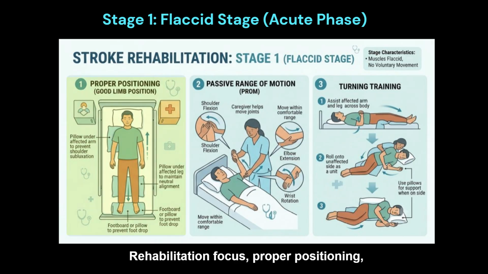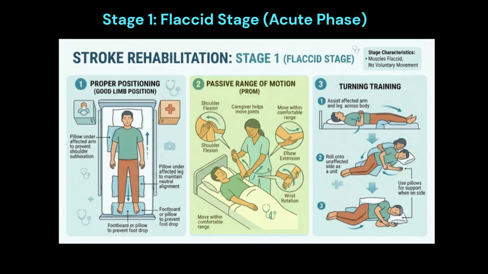Rehabilitation focus. Proper positioning. Good limb position. Maintain correct lying postures to prevent joint dislocation, such as shoulder subluxation, and pressure sores. Passive range of motion. A family member or therapist helps move each joint through its passive range to prevent joint stiffness and muscle atrophy. Turning training. Begin practicing turning from side to side in bed as early as possible.